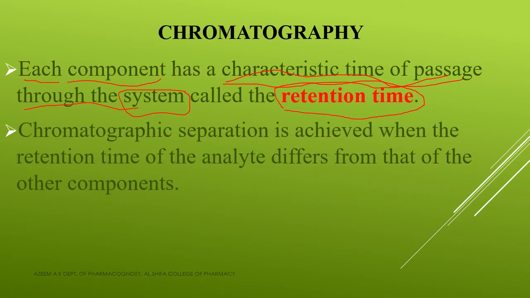Clear? Okay. Now chromatographic separation is achieved when the retention time of the analyte differs from the retention time of other components. That is, in a plant extract, different types of plant components were present. Clear? So every component will be having a particular time of passage or retention time through this system. When the retention time of one sample differs from the retention time of other sample, then that particular sample may get separated. So this is a basic principle involved in chromatography.